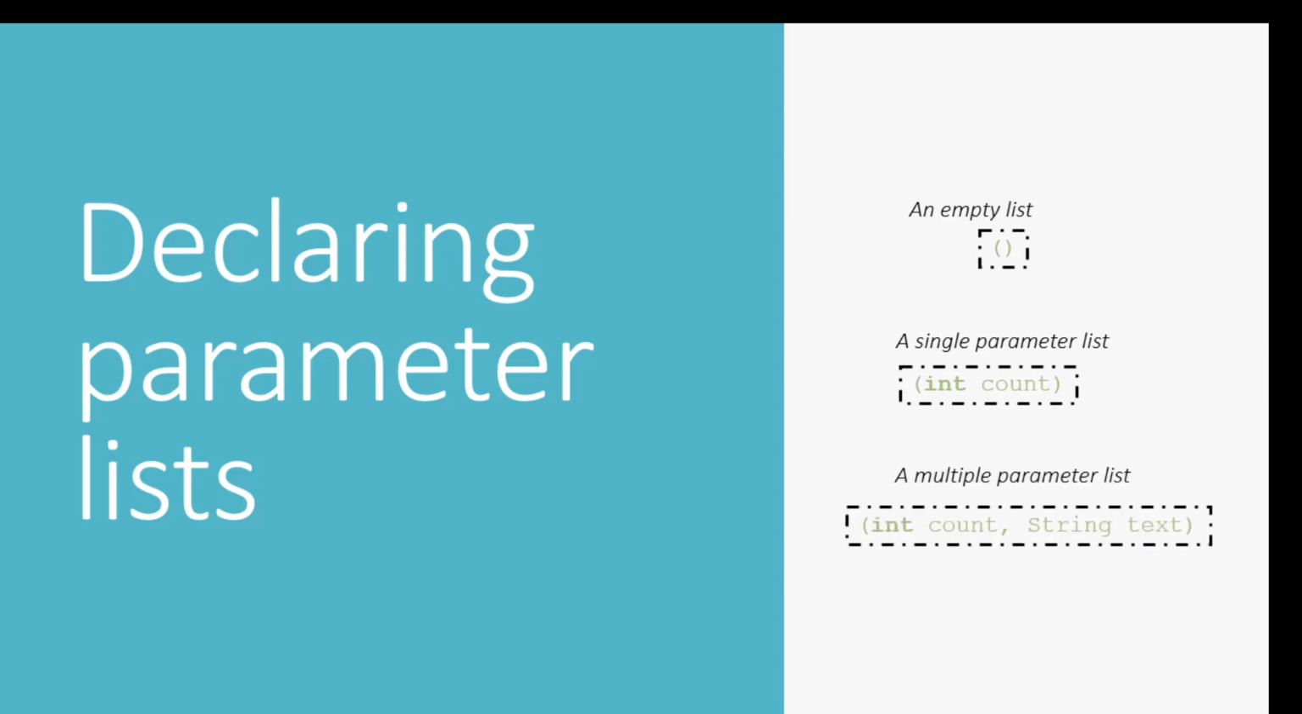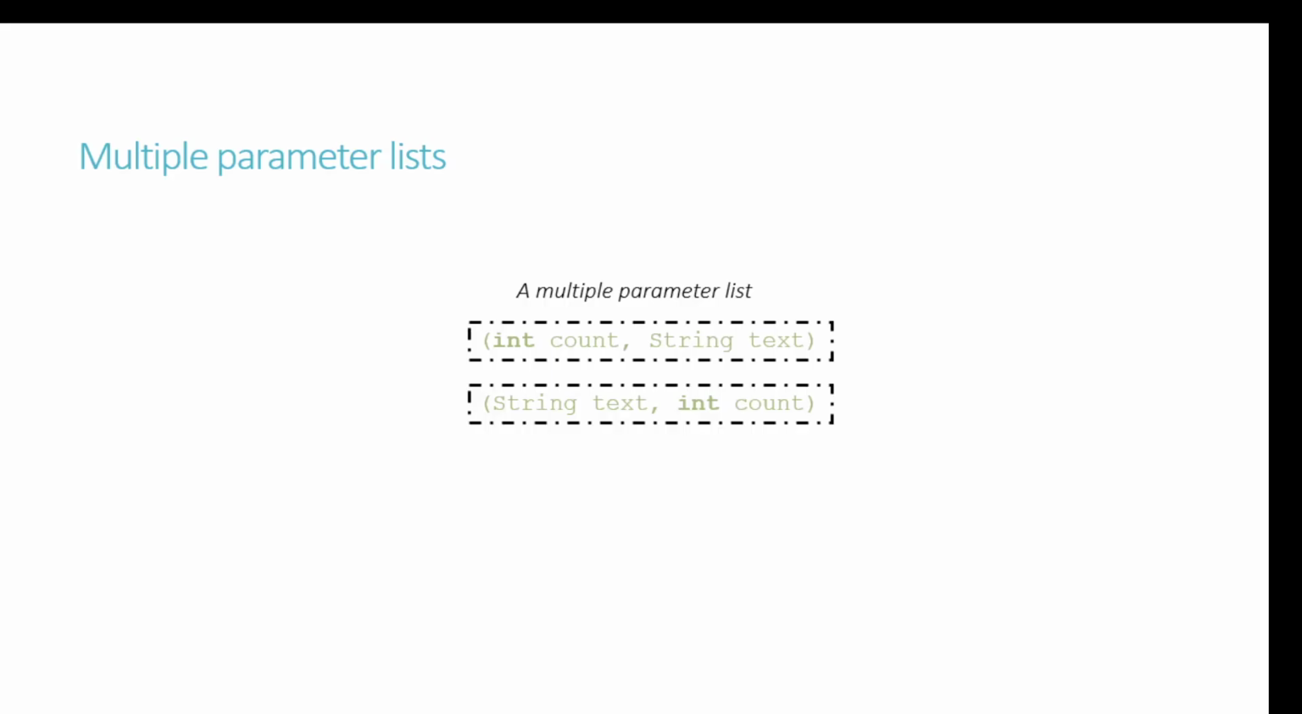So the lists of parameters that come in are pretty straightforward, like other languages. So we have an empty list, which is just open parenthesis, close parenthesis. I can give it a single parameter of whatever data type I want to, or I can give it multiple parameters by separating them with commas. The important thing to understand about multiple parameter lists is the order matters. So in this case, I have an integer and a string with the exact same name as a string and an integer, but these would identify 2 separate methods.